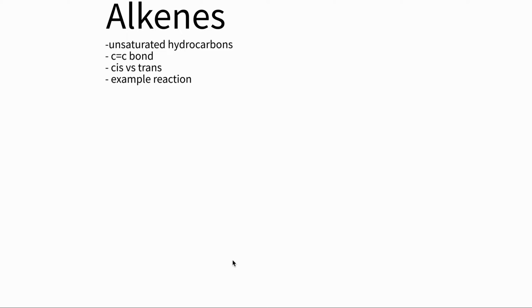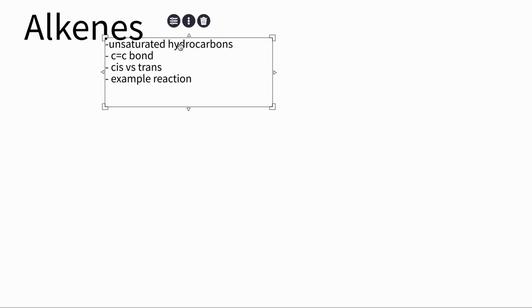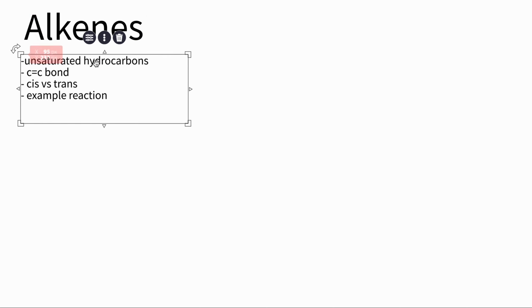Today, we're going to be talking about alkenes. Last video, we were talking about alkanes. Alkenes are a little different than alkanes because, unlike alkanes, we now have a double bond.